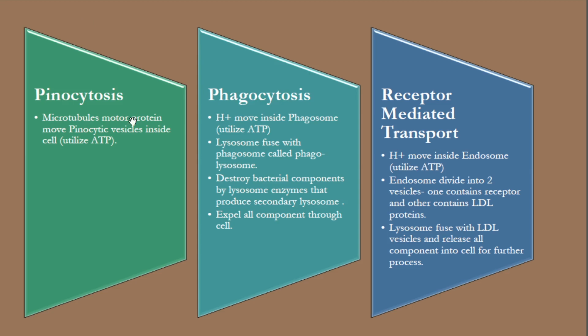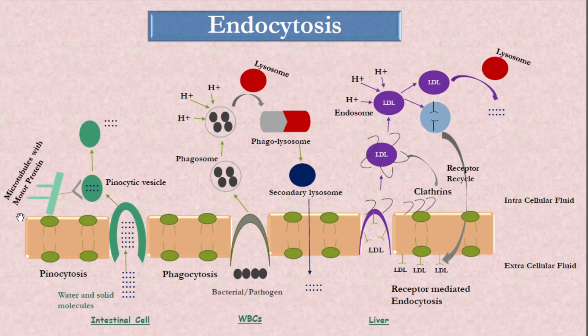Pinocytosis is also known as the cell drinking process, or the cell drinkers. What happens here? The microtubules with the motor proteins move the pinocytic vesicles inside the cell. See, the microtubule with the motor protein is coming and it is pushing the pinocytic vesicle inside the cell with the help of ATPs.